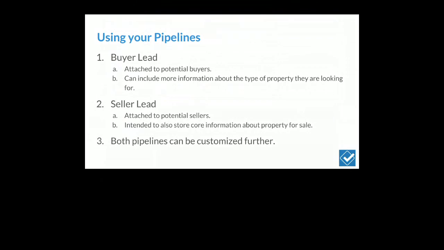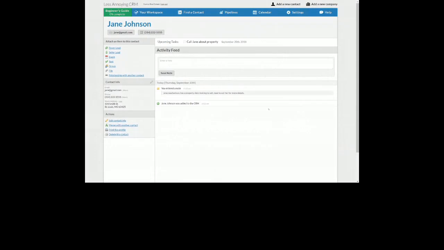So back to my seller here, Jane. Sorry, did I say she was a buyer or seller? I'm going to say that she's a seller here. So the seller pipeline is going to allow me to do a few things. I'm going to attach the seller lead pipeline to her to indicate that she's potentially looking to sell a property she owns. That can be done on the top left corner of this page here, and that's going to be the second link down, seller lead.